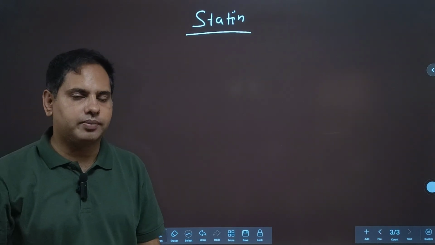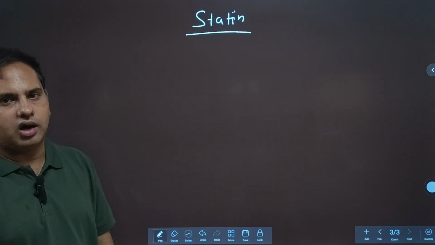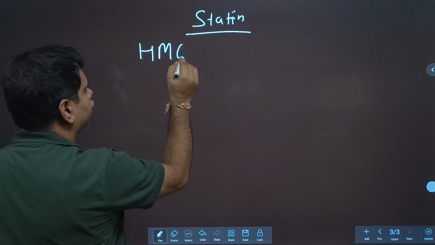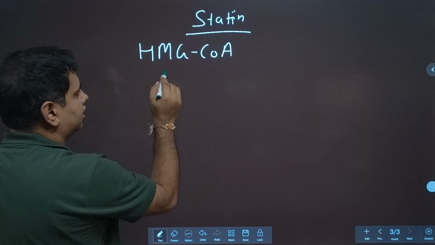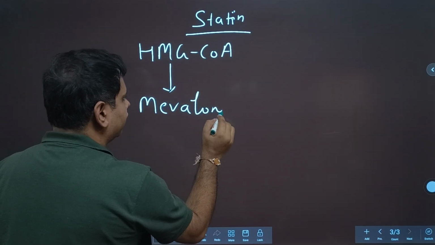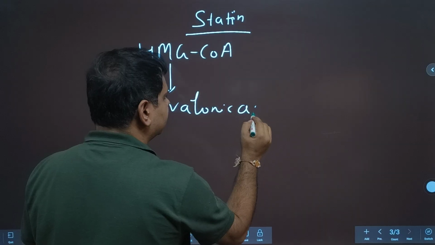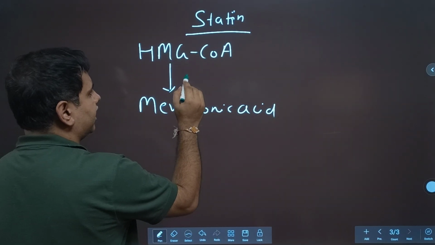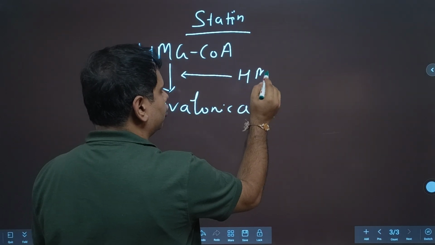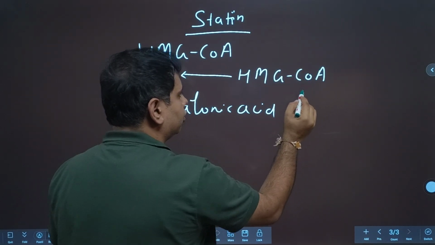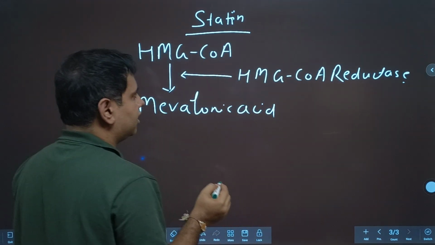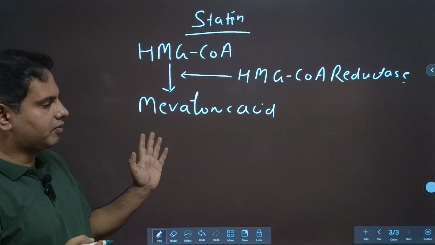What do statins do, what is their mechanism of action, how do they reduce the lipid levels? We are talking about the liver, how cholesterol is biosynthesized. HMG-CoA is converted into mevalonic acid, and the enzyme which converts HMG-CoA into mevalonic acid is HMG-CoA reductase. This is the enzyme which converts HMG-CoA into mevalonic acid.